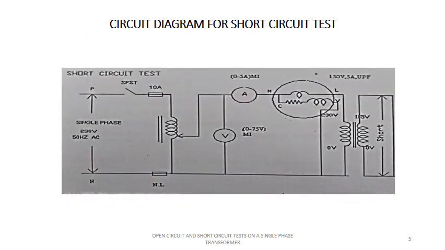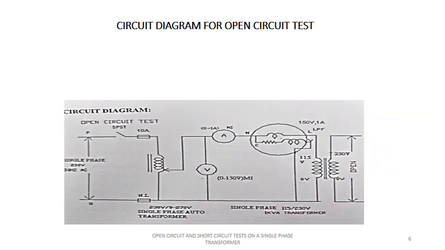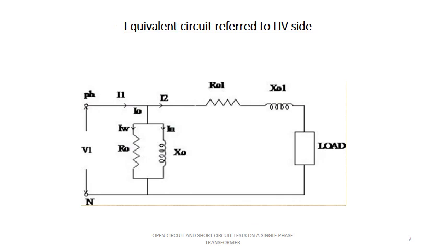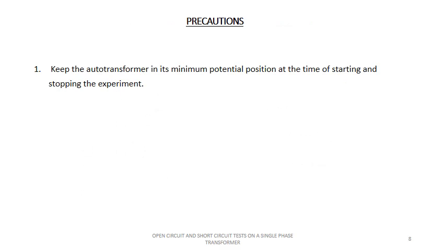This is the circuit diagram for the short circuit test. Next, this is the circuit diagram for the open circuit test, and the equivalent circuit referred to the HV side. Here we should find out R01, X01, R0, X0. Before going to the experiment, we should see some precautions: keep the auto transformer in its minimum potential position at the time of starting and stopping the experiment.